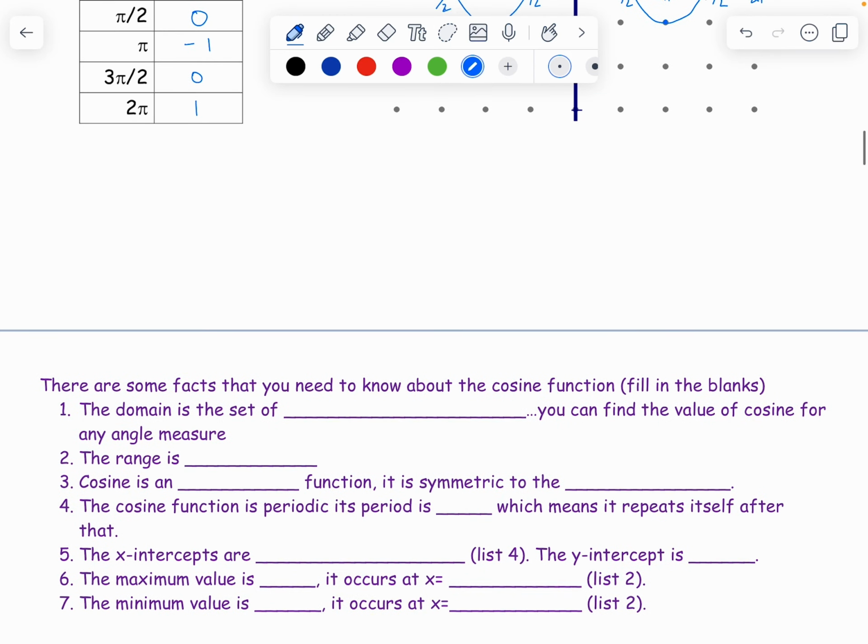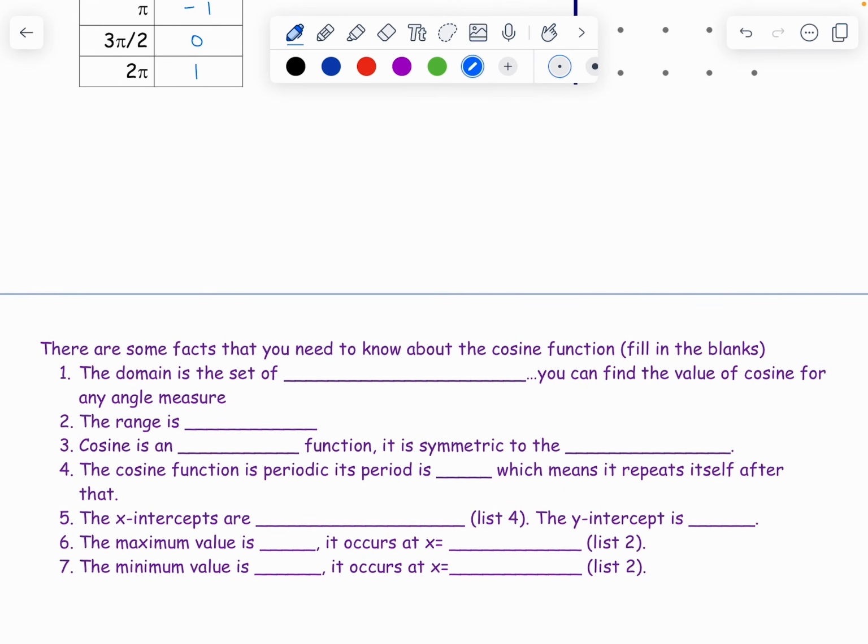All right, so now some facts here that you need to know about the cosine function. The domain for the cosine function is the set of all real numbers. As you may have guessed, you can just keep going around and around that unit circle, and you can find the value of cosine for any angle measure. The range is from negative 1 to 1 included, and cosine is an even function, which means that it's symmetric with respect to the y-axis. The cosine function is periodic, and its period is 2 pi. Periodic means it just keeps repeating itself in that cycle over and over again.